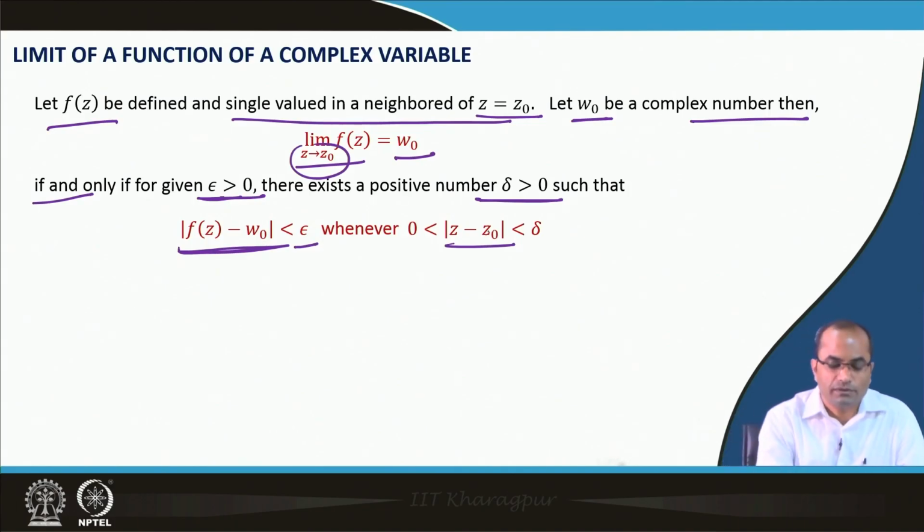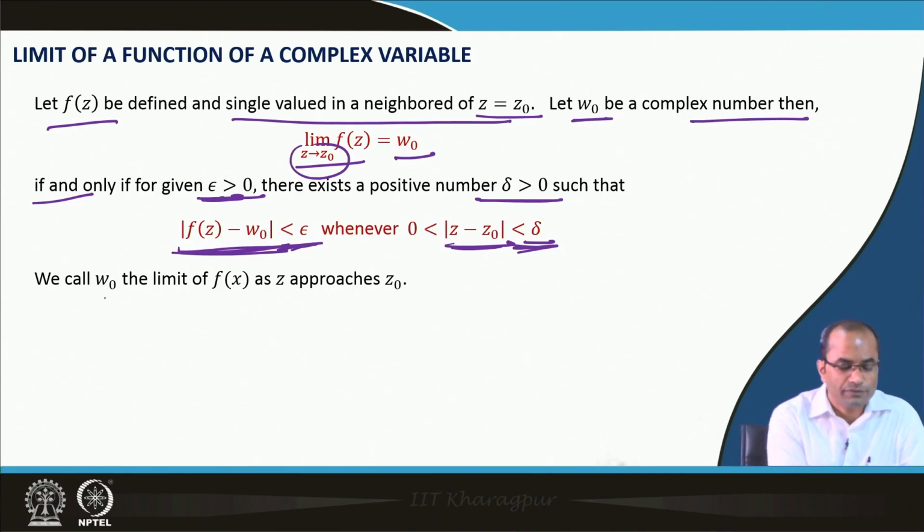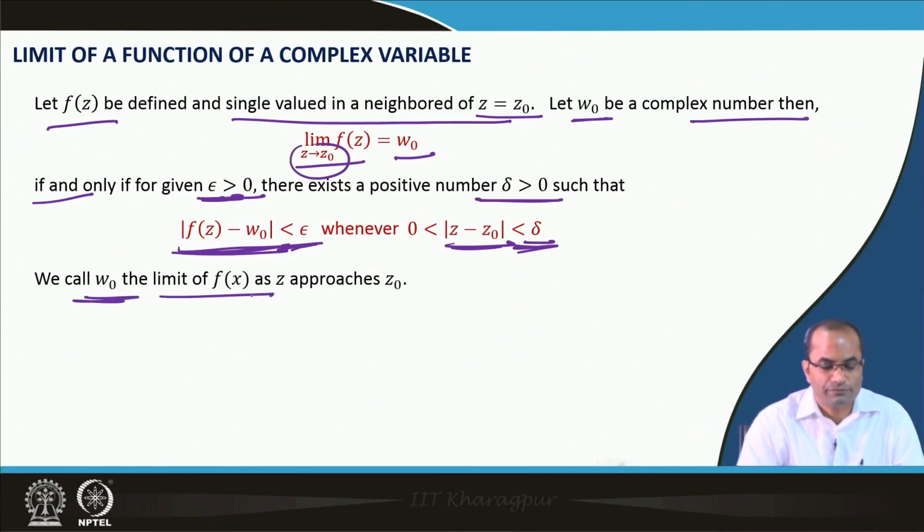So, the distance between z and z naught is less than delta, and the distance between f(z) and w naught is less than epsilon. For any given epsilon, if we can find such a neighborhood, then we call this the limit. This is exactly what we consider as the limit in real analysis. There is no difference.